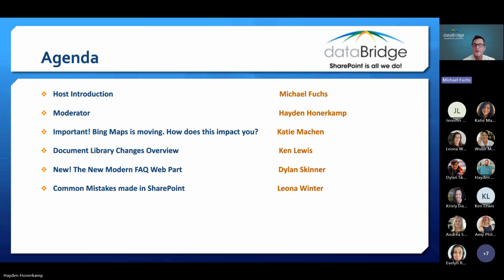Dylan will go through the modern FAQ web part. This is probably the slickest, super easy and quick way to transform content into a power component that will reduce confusion, cut down on repeated questions, and most importantly, improve self-service access to folks looking for information across your intranet. And then lastly, if you are an end user or power user, Leona's going to cover the most common mistakes organizations make in SharePoint.